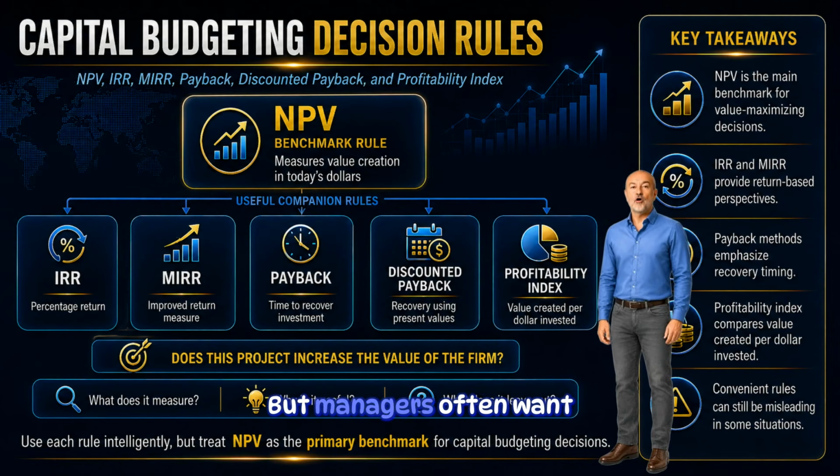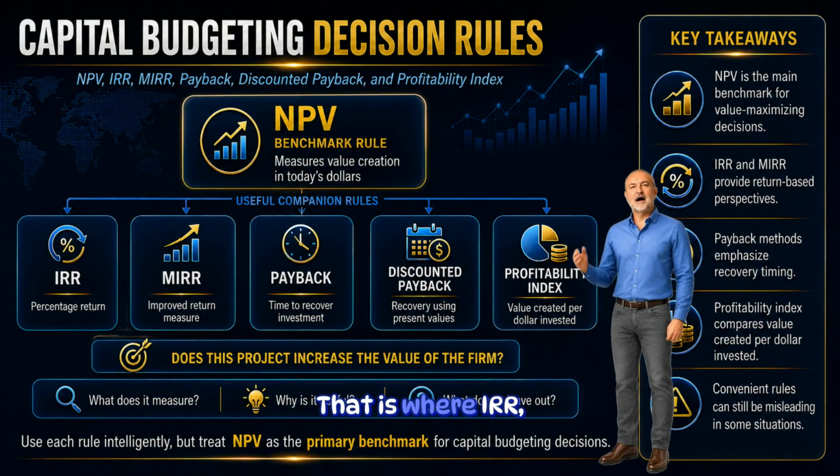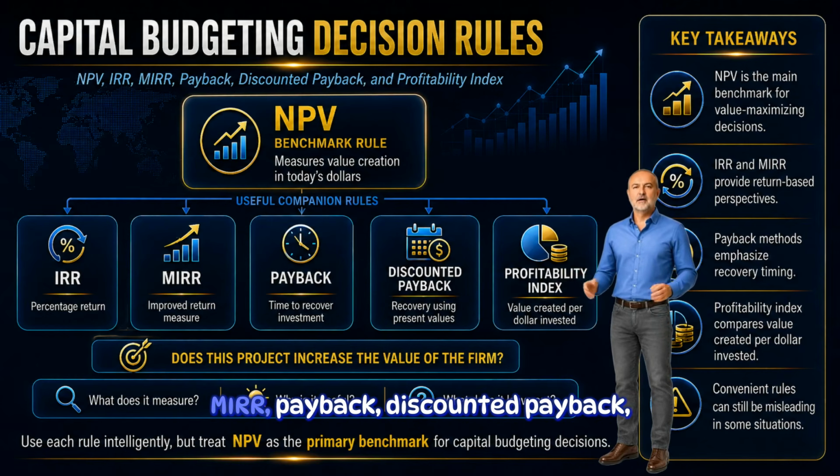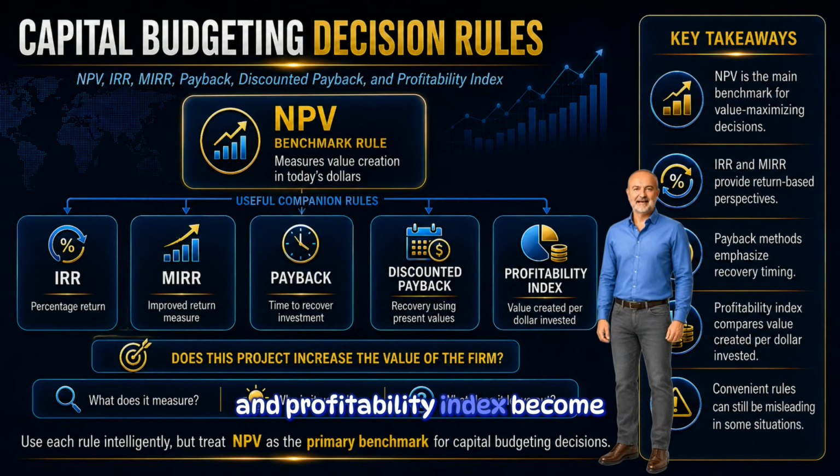But managers often want more than a dollar value. They may want a percentage return, a measure of how quickly the investment is recovered, or a way to compare value created per dollar invested. That is where IRR, MIRR, payback, discounted payback, and profitability index become useful. However, remember this important principle: a rule can be convenient without being reliable in every situation.